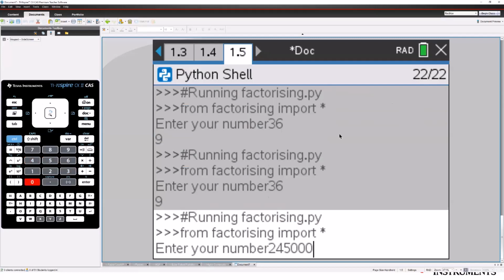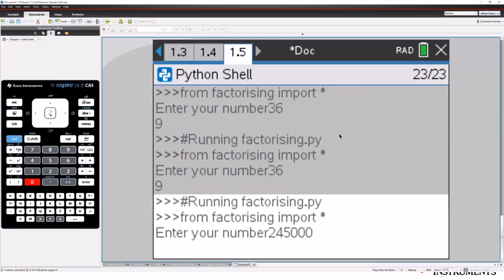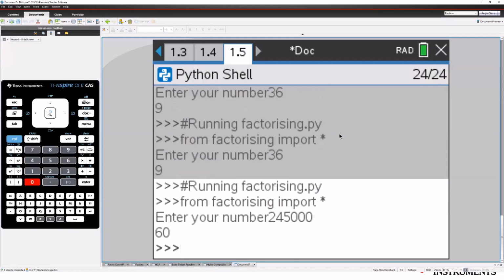245,000. And it took quite a while with BASIC, but the Python's actually a lot quicker. Generally speaking, it's a lot quicker. It's going to make a fool out of me now. So yeah, it tends to run on the calculator a lot quicker than what the BASIC does. But of course, we can still speed it up by putting a square root thing in.